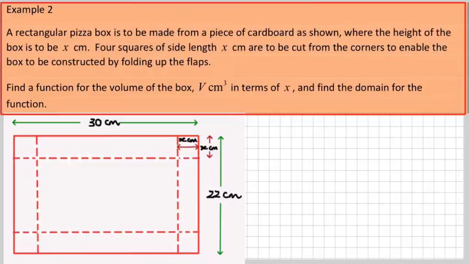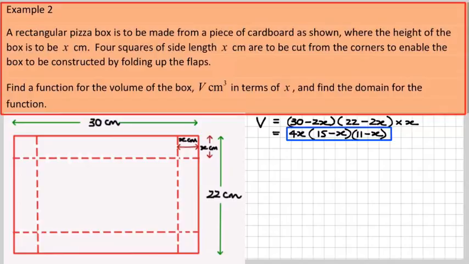So here it comes. I think V is the length, which is 30 minus 2x, times the width, which is 22 minus 2x, times the height, which is x. Now if you take 2 out of here as a common factor and 2 out of here as a common factor, you'll get this. Okay, really good. Now we've got to talk about the domain.